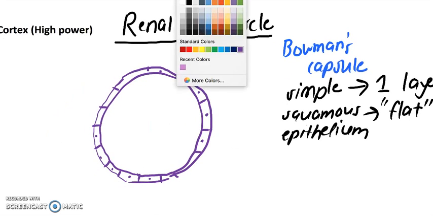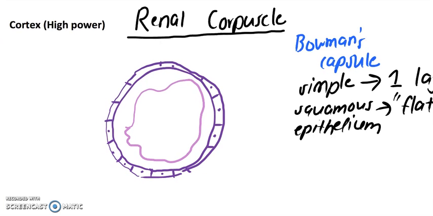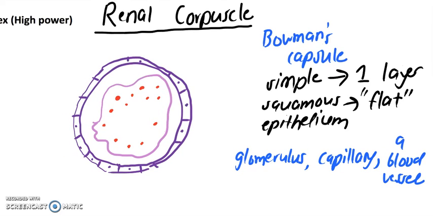Now inside Bowman's capsule, you will have a couple of things. You'll have like a little mess of tissue in here. You do have the glomerulus. Remember, the glomerulus is a blood vessel. This is the capillary, which is again a type of blood vessel. So we might expect to see red blood cells in this region. So let's take a note of that. You might see red blood cells.